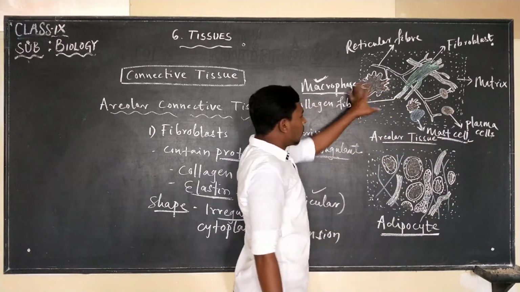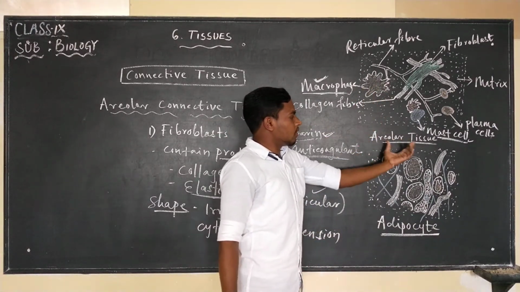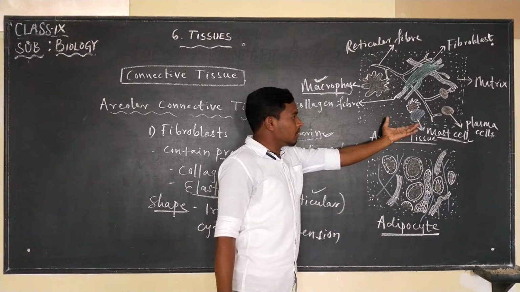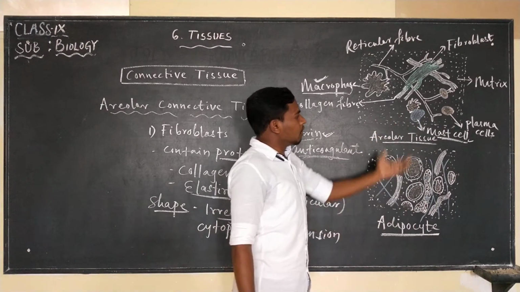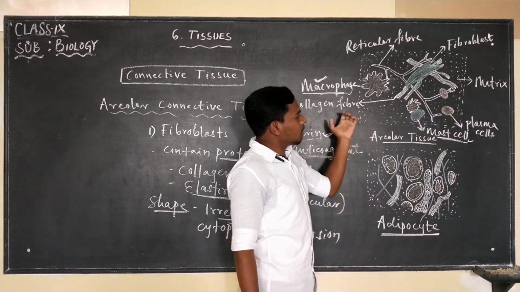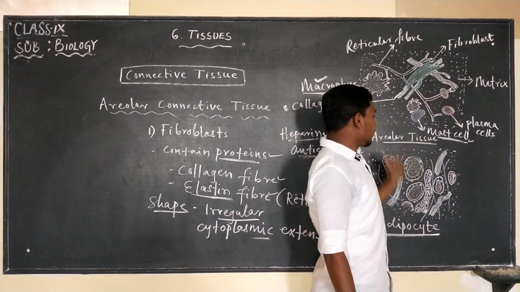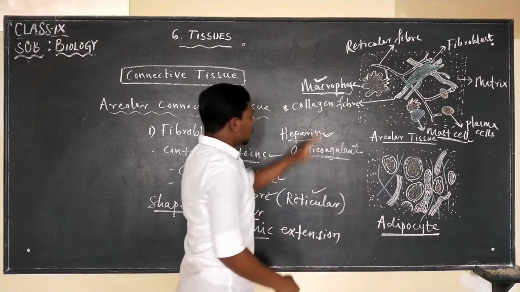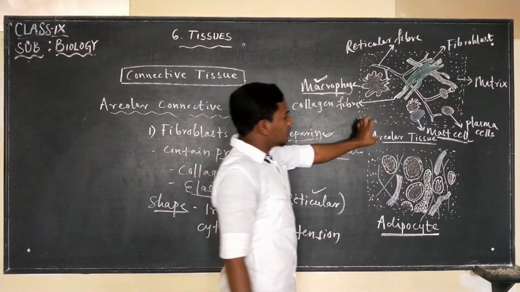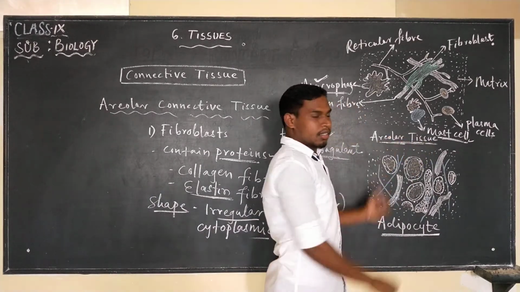All these are areolar tissue. Because of their arrangement, they are known as loose connective tissue. In the matrix, they have a loose connection and are present here and there. The macrophage's function is to engulf foreign particles. All these cells are present in areolar tissue.